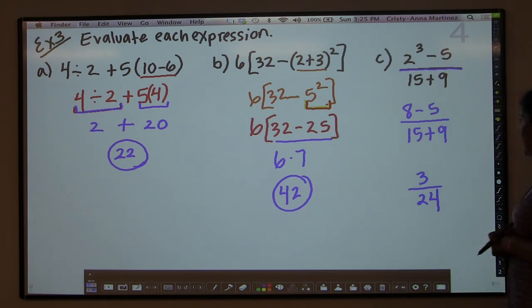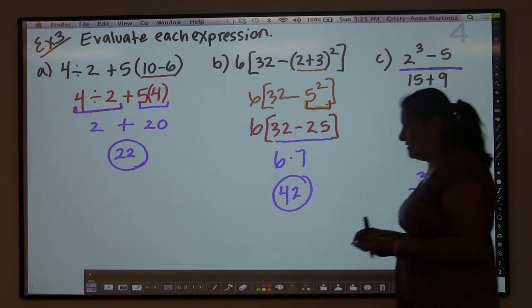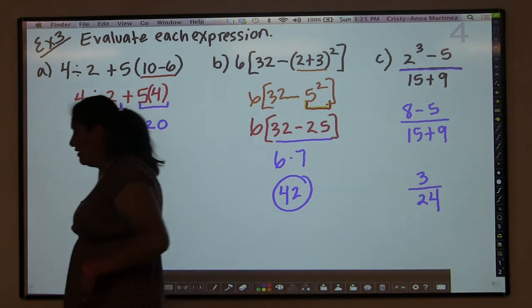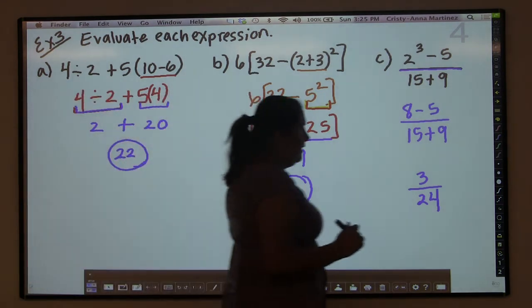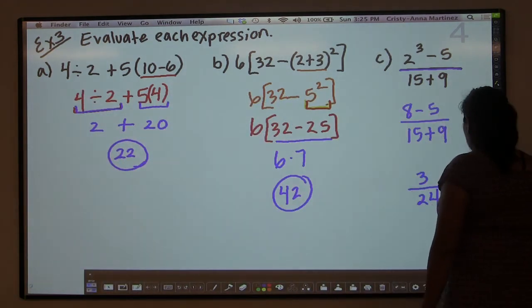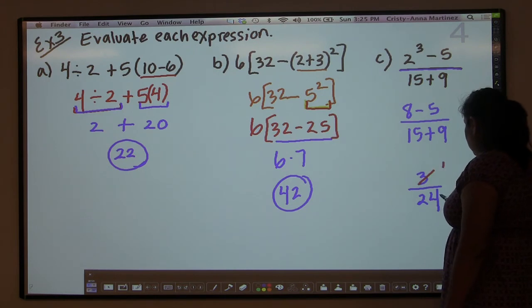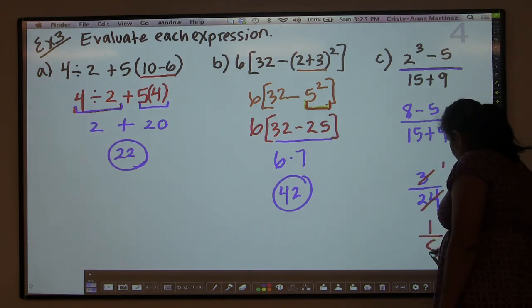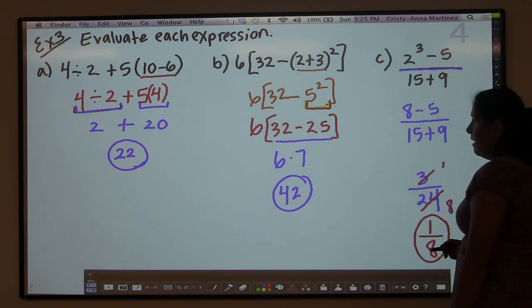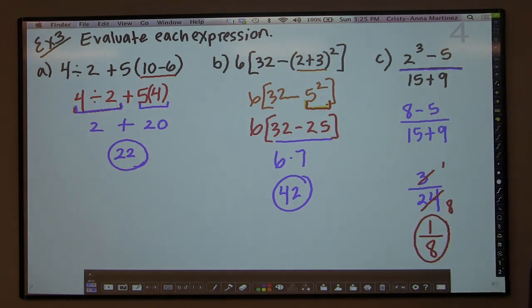And our last step would be to simplify, because we know that 3 goes both into 3, it goes into itself, and it also goes into 24. So our last step would be to simplify our fraction, and that means that 3 goes into 3 once, and 3 goes into 24 8 times. So our final answer is 1/8. And that is how you evaluate expressions of this sort.